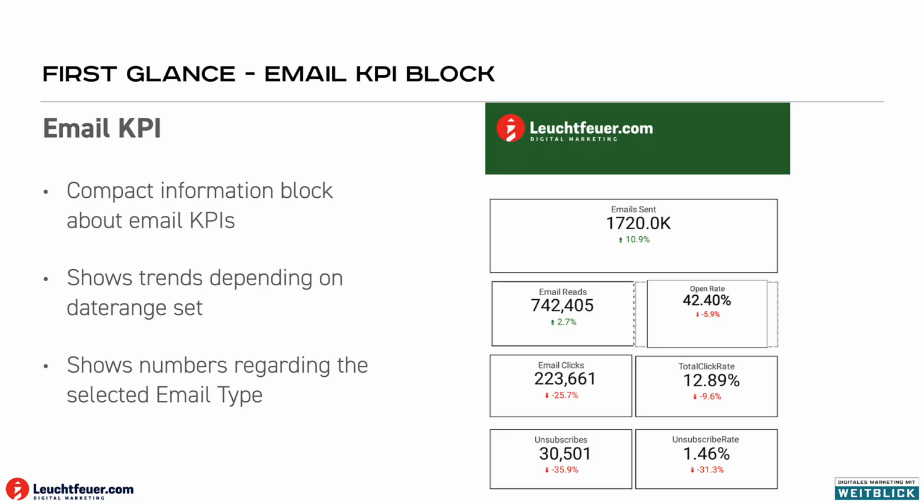The second one is an email KPI block, which pretty much looks like this. It's just baseline email KPIs: emails sent, open rates, unsubscribe rates.